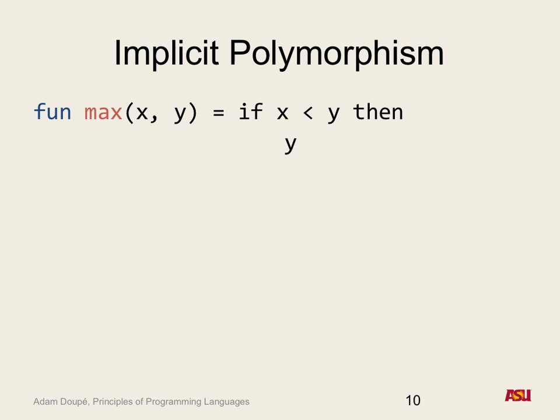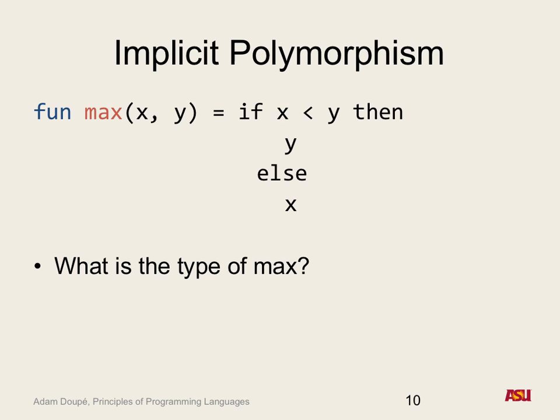So we saw here we have a function max, which takes in two values, an x and a y. If x is less than y, then return y. Otherwise, return x. So you can use this function to pass in two objects, and it will decide which one of them is greater and return that one. So what is the high-level type of max? A function.